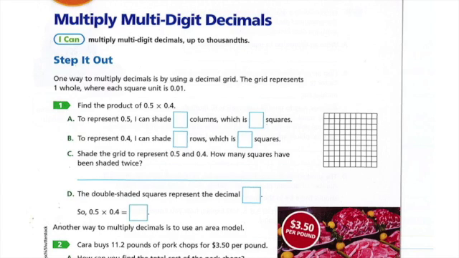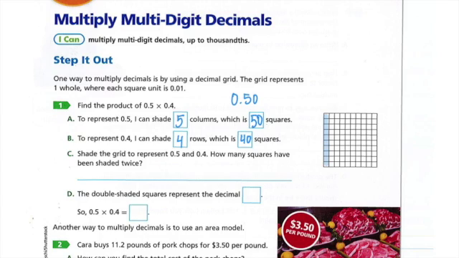All right, so to represent 5/10, I can shade, well, I know that each column has 10 in it, so I can shade 5 columns, which is 50 squares. And if I took 5/10 and added a 0 at the end, I would get 50 hundredths, and that's why it's 50 squares. To represent 4/10, I can shade 4 rows, and that's 40 squares. Then it says to shade the grid.